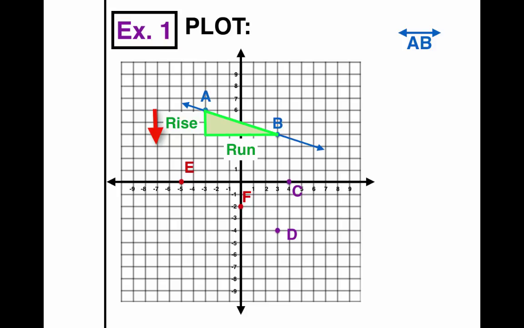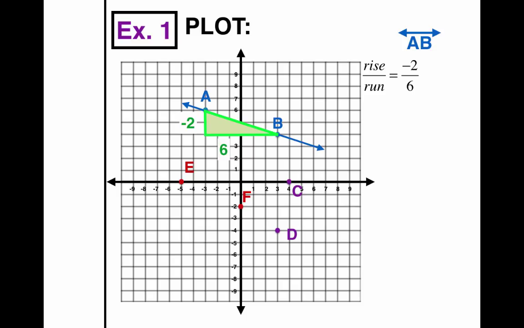So how many units down does the rise go? It looks like it goes down 2 units. So we're going to say -2 because it's going down. Negative indicates the downwards direction. How many units is our run? If you count the units, it looks like it's 6 units. So we've got this rise and run of -2 and 6. I'm going to write that down now. Rise over run equals -2 over 6.